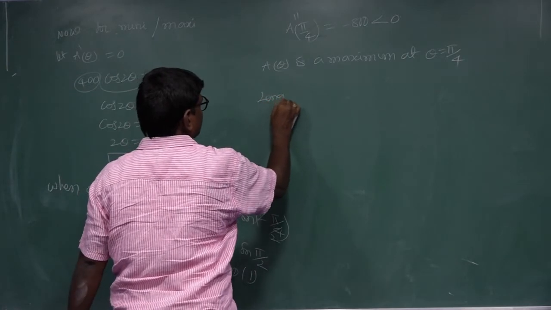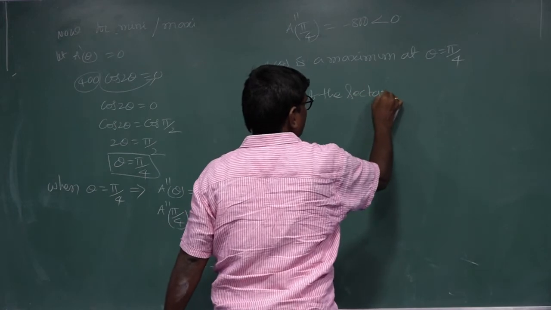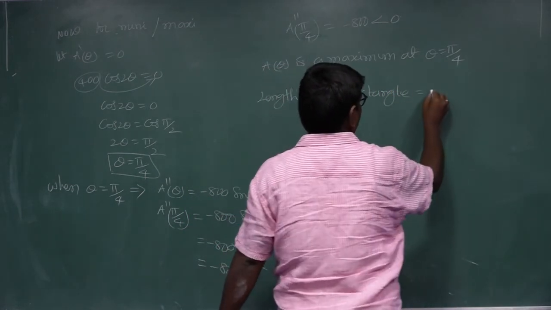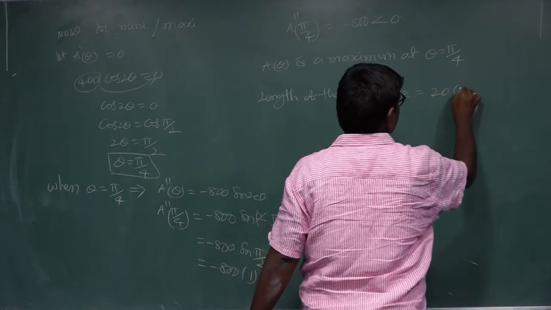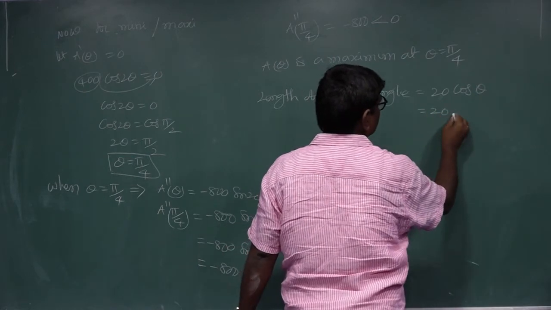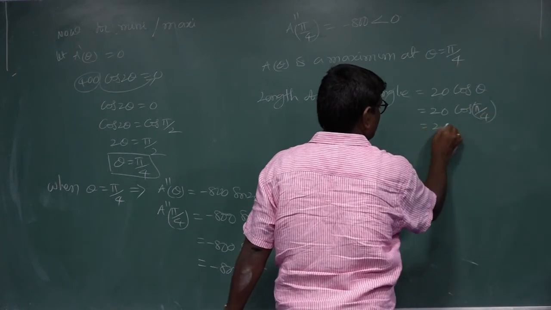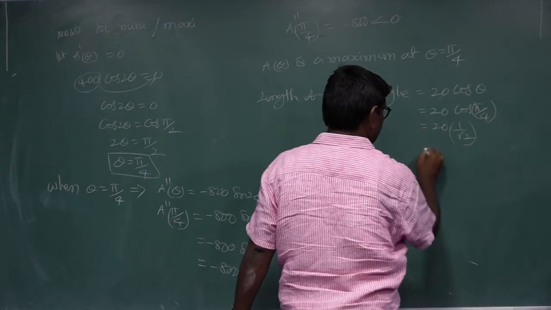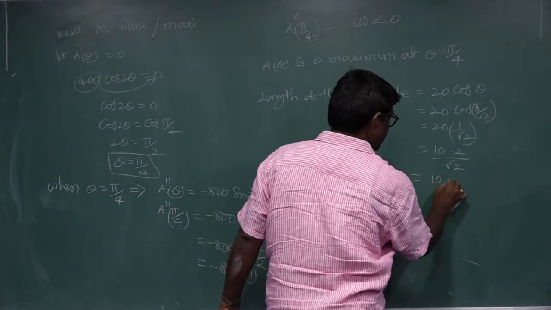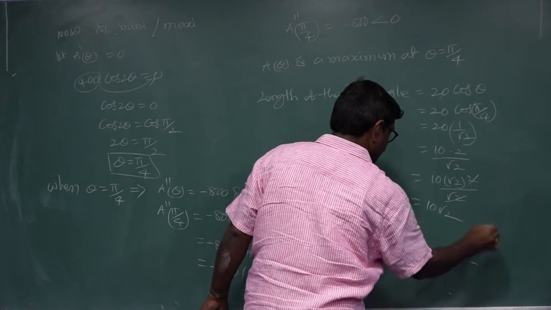Length of the rectangle equal to 20 into cos theta, equal to 20 into cos of pi by 4, equal to 20 into 1 by root 2, equal to 10 into 2 by root 2, equal to 10 into root 2 whole square by root 2, equal to 10 root 2.